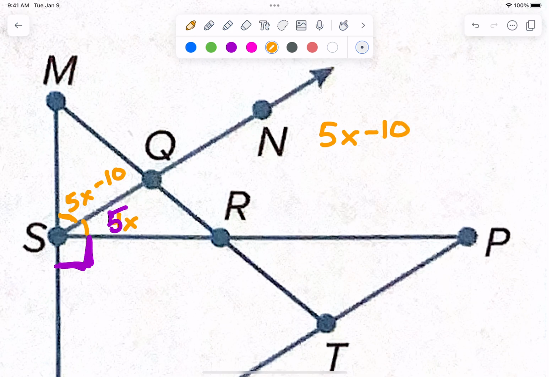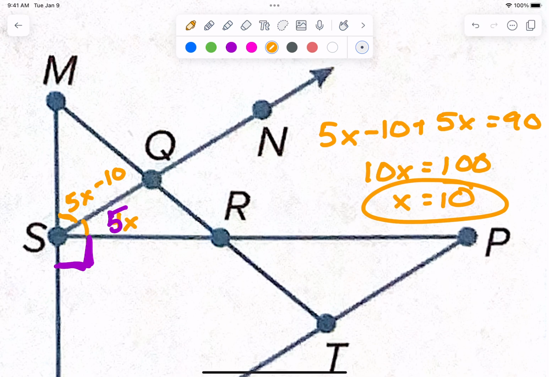5x minus 10 plus 5x equals 90. You can't do that in your head. Add the 10 over, and just divide. Did you get x equals 10? Yeah? Oh my gosh. Okay.